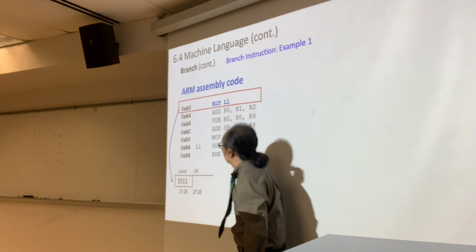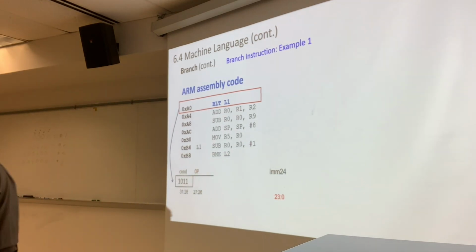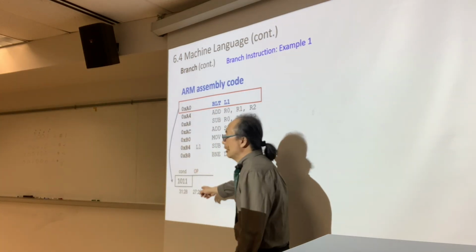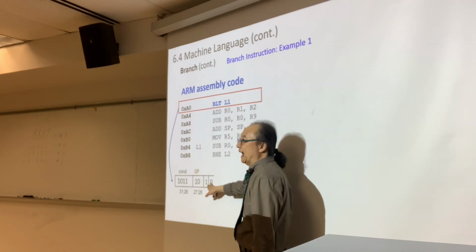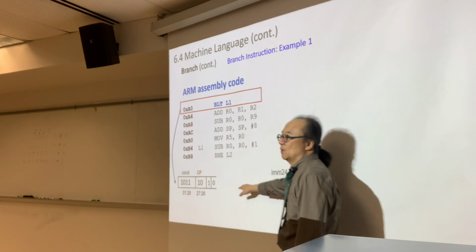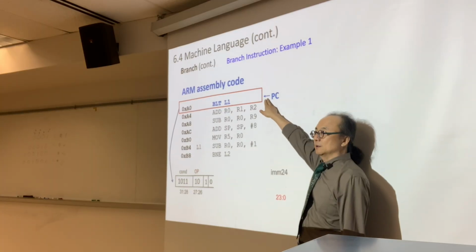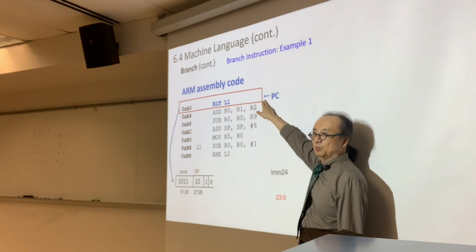Condition code 1011 because BLT, you can check BLT back there. It's 1011, right? And opcode is 10, B is 1, and L is 0. Now we need to calculate immediate 24. Here's the PC, right? Okay. Now we need to look at the PC plus 8.